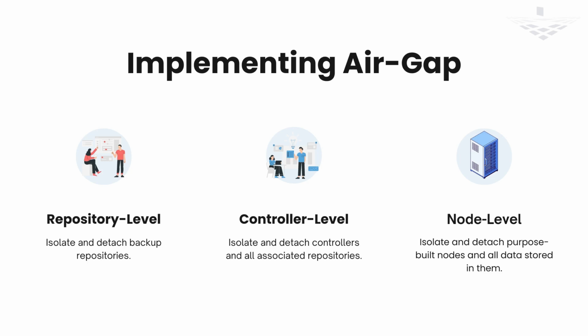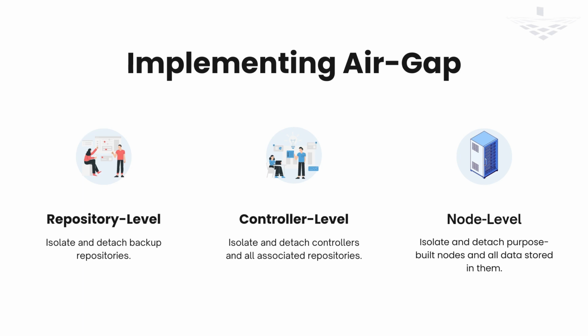Firstly, we can enable air-gapping on the repository level, ensuring that the backup repository remains isolated, disconnected, and detached from the network. The second option is to extend air-gapping to the controller level. By applying air-gap measures to a specific controller, any repositories associated with that controller are also isolated, disconnected, and detached.